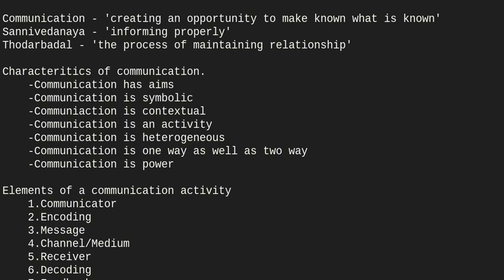Then contextual. Contextual, think about the way we talk with our friends in a party and also in the temple. So that is different, right? So it differs with the context.